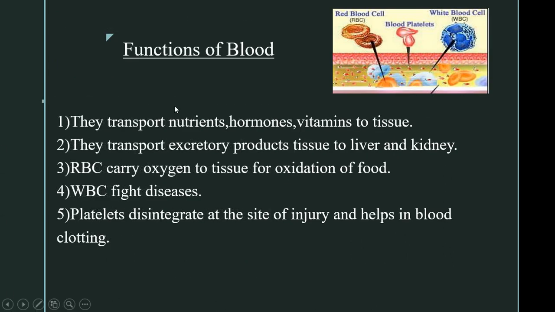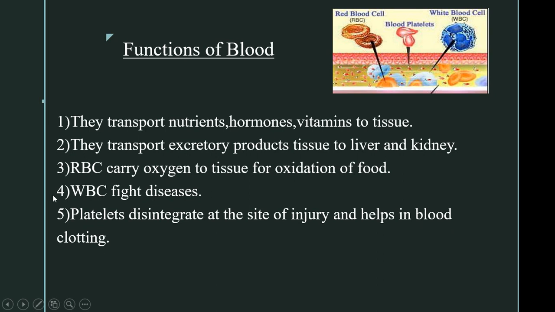The functions of blood: it transports nutrients, hormones, vitamins to tissues. They transport excretory products from the tissue to liver and kidney. Third, the RBC carry oxygen to tissue for oxidation of food, that is to release energy from the food. Fourth, WBC helps to fight diseases. Platelets disintegrate at the sites of injury and help in blood clotting.